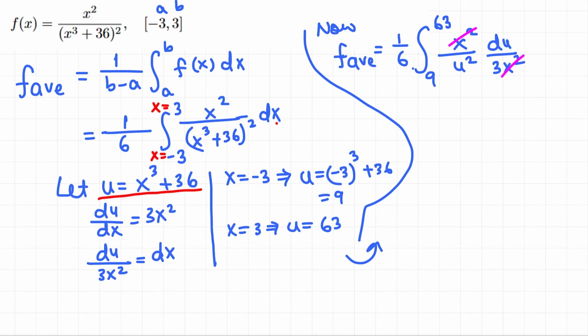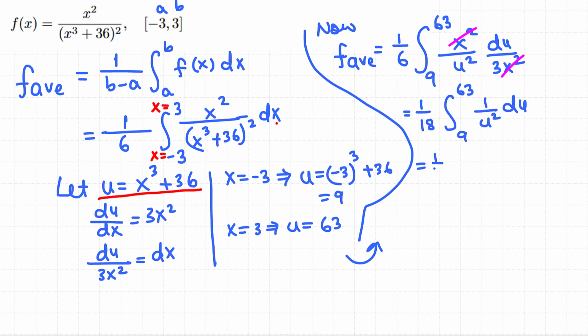And this 3 can be pulled to the front. So 1 over 6 times 3 on the bottom, that is 1 over 18. And then we are left with the integral from 9 through 63 of 1 over u squared du. Now this is still a fraction, but we can move this up. That becomes u to the -2. Then we can integrate using the power rule.